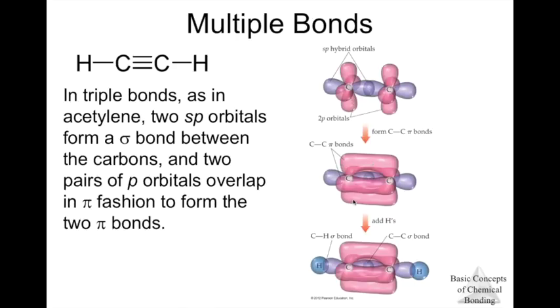So there's a pi bond. There's another set of pi bonds on each one. And so altogether, you've got one sigma. Here's a pi right here, and then here's another pi perpendicular to that.